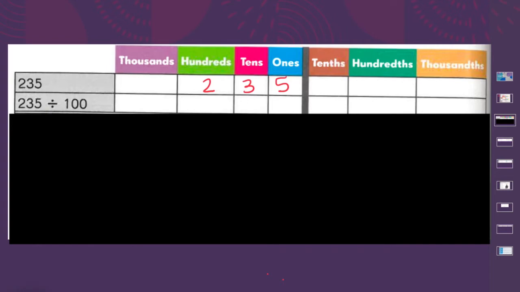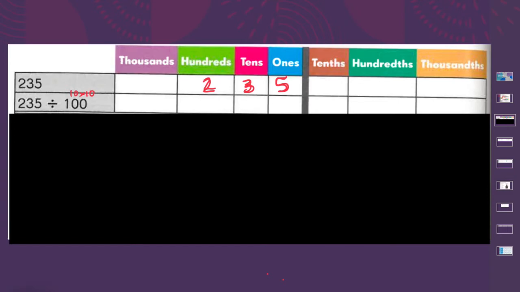So if we had the number 235, that's 2 hundreds, 3 tens, and 5 ones. If we divide 235 by 100, remember 100 is 10 times 10. Think about what that tells us about how many place values we'd be moving in our place value chart. So let's start with the hundreds.